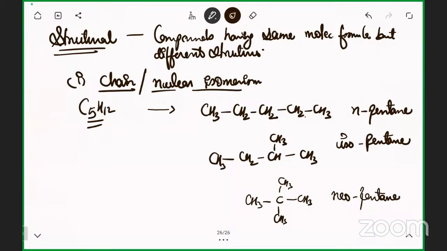Just add this: if it is a normal straight chain, we use n. If one of the carbons is above, you use iso. And if all the sides are substituted by carbon, then you say neo. So these types of isomers are known as nuclear isomers or chain isomers. Okay, got it.